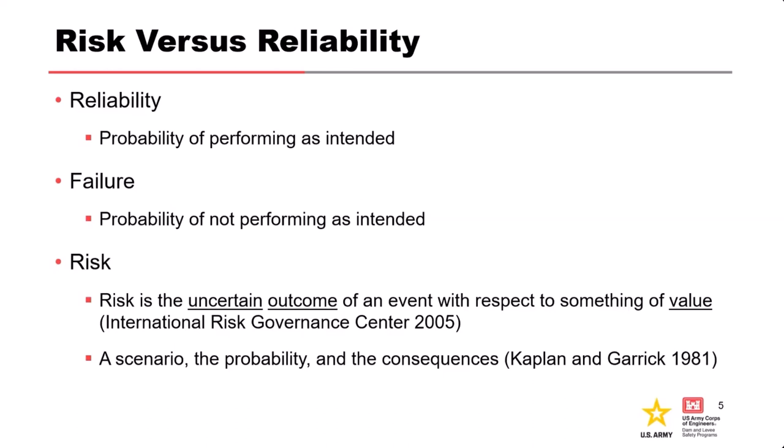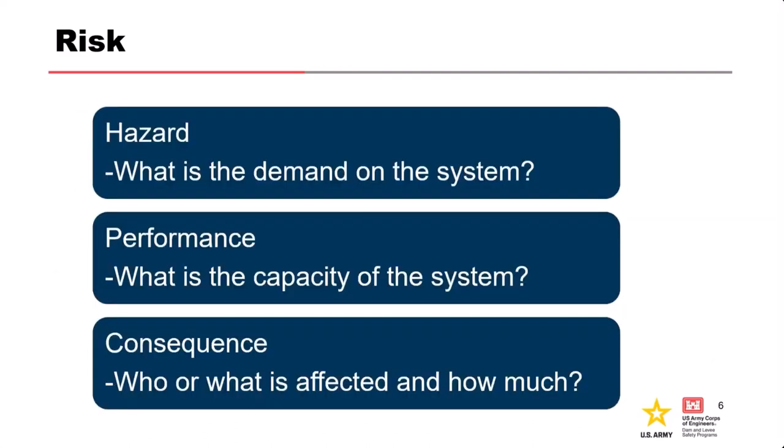If things were certain, we wouldn't need risk, and we wouldn't need probabilities. The reason they exist is that they give us a way to quantify our uncertainty in what might happen. The last thing is something of value, so consequences are the other key element of risk. Kaplan and Garrick refer to that as a triplet that consists of a scenario, its probability, and the associated consequences.